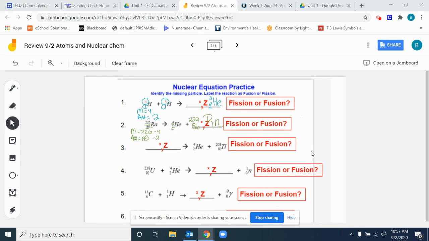So when it goes from 1 to 2, this is going to be fission, larger breaking into 2 smaller. When it goes from 2 to 1 on the top, that is going to fuse together.